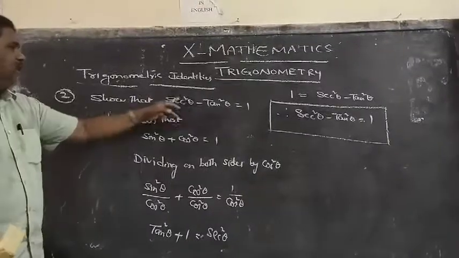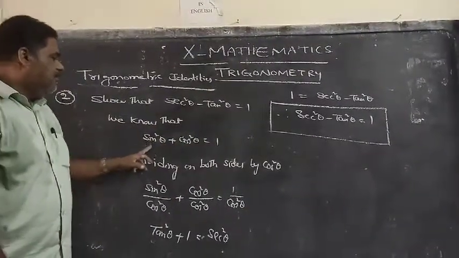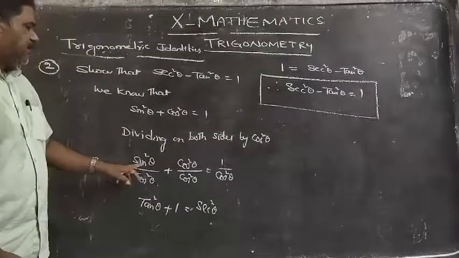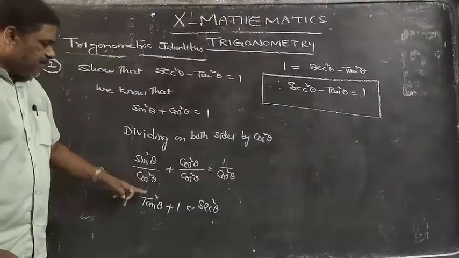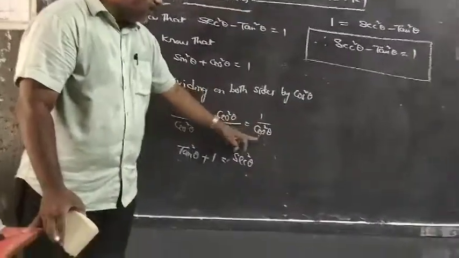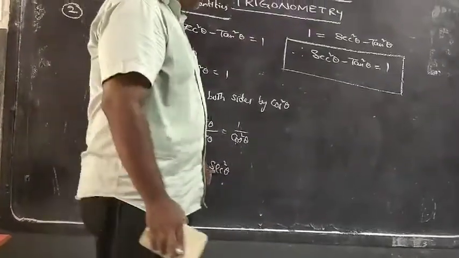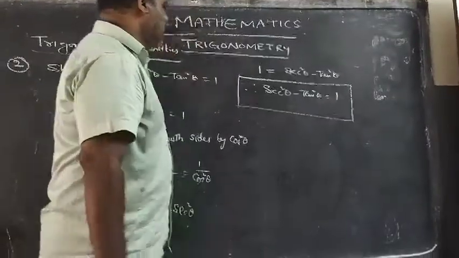So first we have to consider that sin square theta plus cos square theta is equal to 1. Divide on both sides by cos square theta. So each term you divide by cos square theta. Sin by cos will become tan square theta. This is 1. Reciprocal of cos is secant, so secant square theta. So we will get secant square theta minus tan square theta is equal to 1 also.